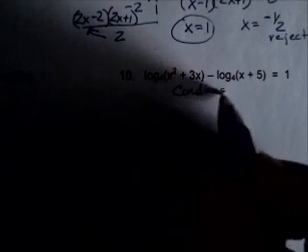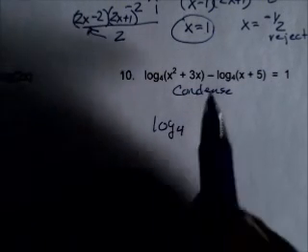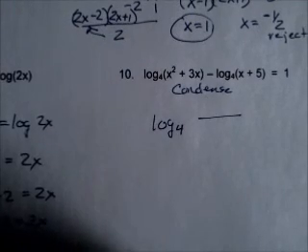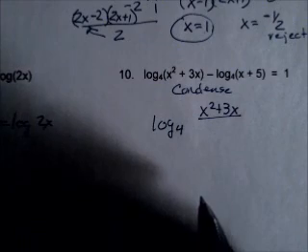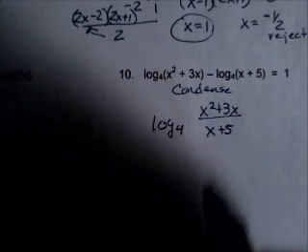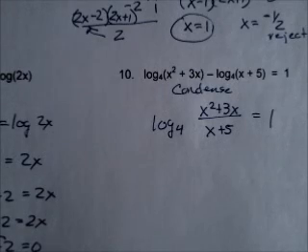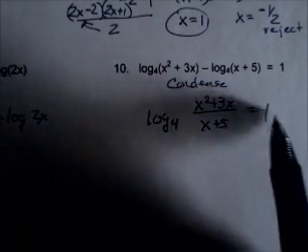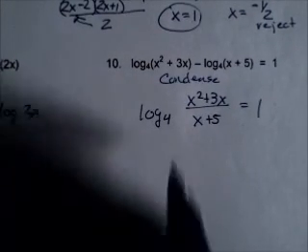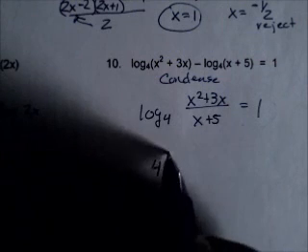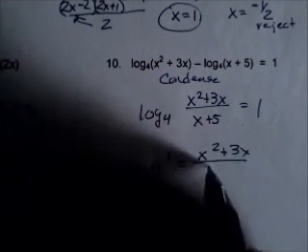Condense here, log base 4. The subtraction meant we had division of x squared plus 3x over x plus 5 is equal to 1. Single log, we're in log form, switch to exponential. So our base 4 to our exponent 1 is equal to x squared plus 3x over x plus 5.